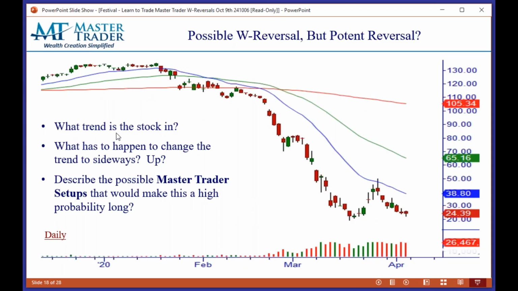Let's read what I typed over here. What trend is this stock in? Answer is down. Lower pivot lows, lower pivot highs. What has to happen to change the trend to sideways? Answer, fail to make a lower pivot low, lower pivot high. So if this becomes a new pivot low and starts to move up, then I've broken the back of the downtrend and I'm now in a sideways trend.